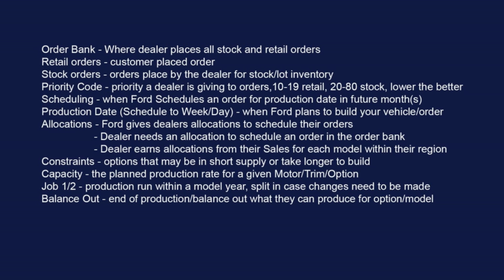And those orders are placed in the order bank. That is where stock and retail orders are placed. A retail order is a customer placed order, whereas a stock order is an order placed by a dealer for stock or lot inventory if they don't have any retail orders, but they have allocations. We'll talk about it in a second.